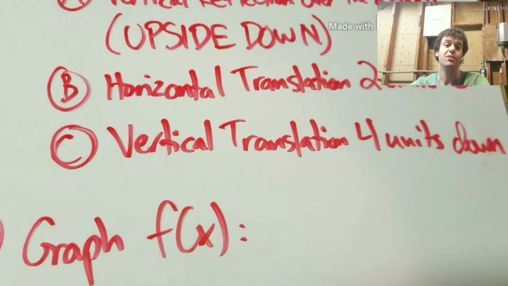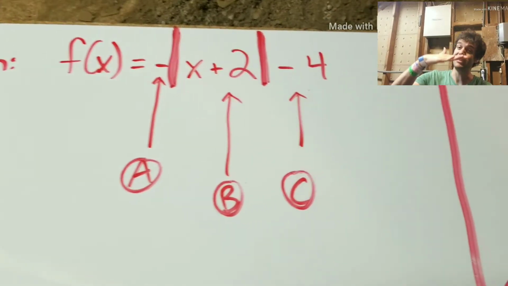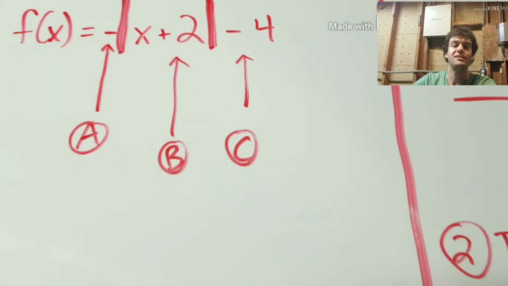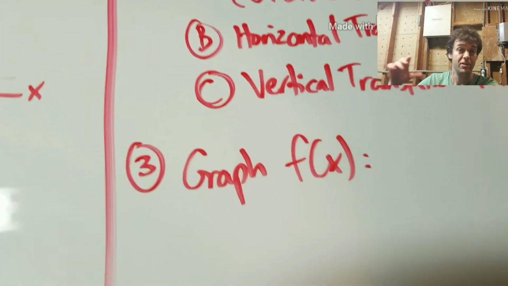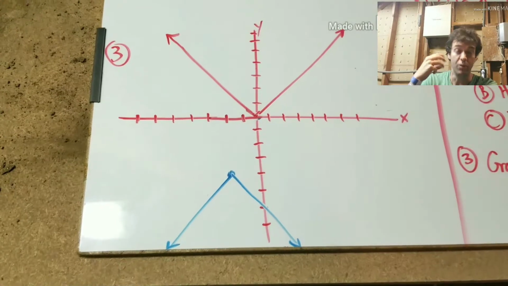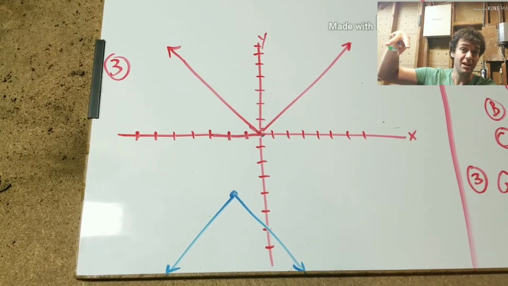Next up, finally, we got the minus 4 in the back of the absolute value bars. It's outside. That means it's vertical. That means it's exactly what we expect it to be. So minus 4 should mean down 4, and that's exactly what happens. So based on that, if we combine all three together, the negative, the plus 2 on the inside, and the minus 4 on the outside, those are our three transformations. It should be upside down, left 2, down 4.